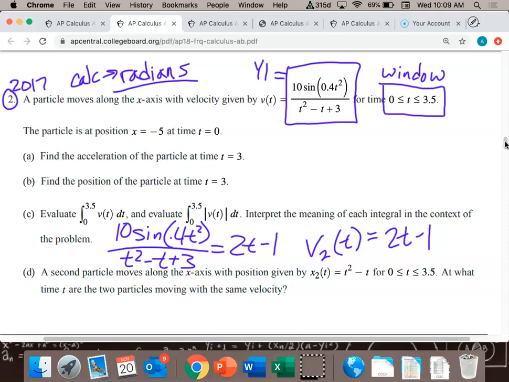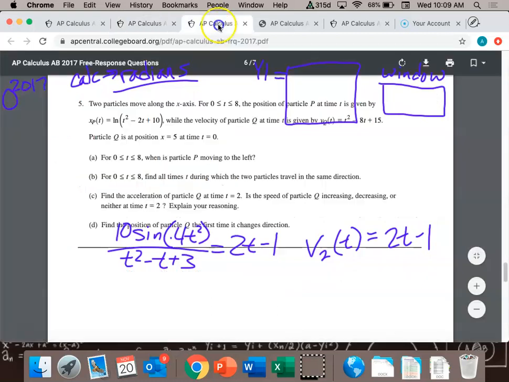All right. Let me see if I've got this in here somewhere. I don't think I do. Alright, solve, here we go, 10 sine 0.4 x squared divided by, why am I doing this? I can just, here. Let's use the resources we have. This is 2017.